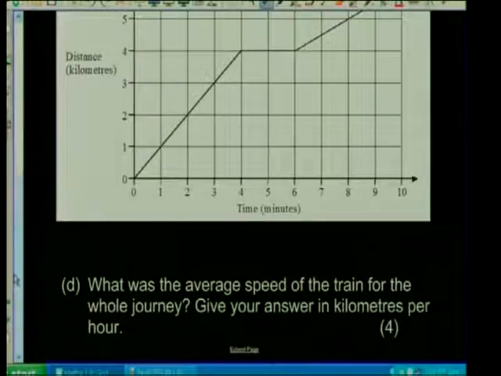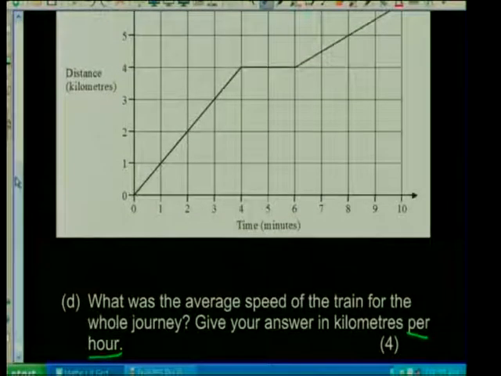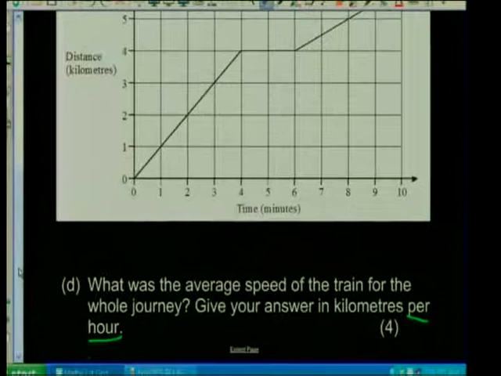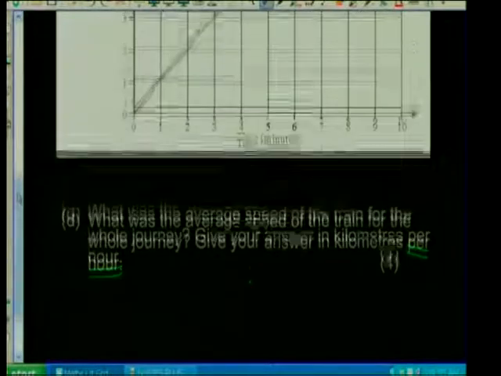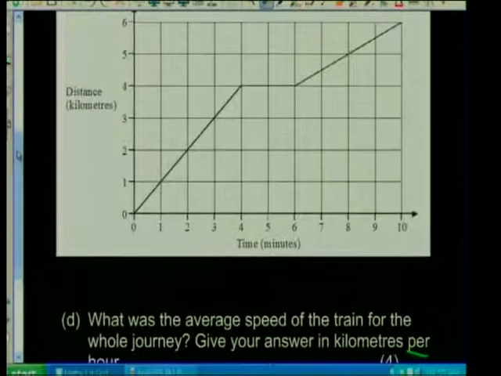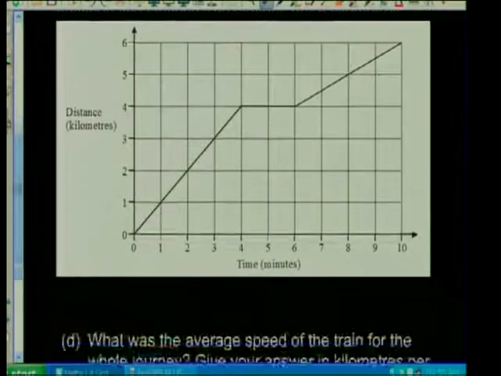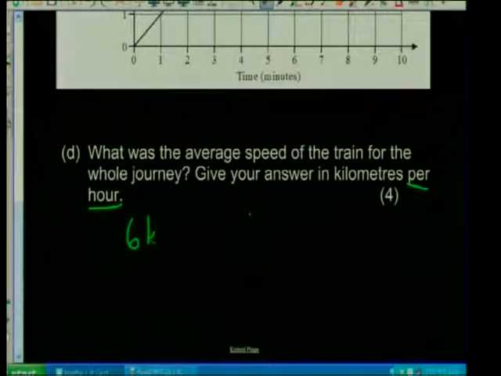Moving on to the next part of the question. What was the average speed of the train for the whole journey? Give your answers in kilometers per hour. And in this case, they ask for kilometers per hour. So let's see what our distance was. Let's find a little bit more space here. Right, we need our distance. What was our distance? It was 6 kilometers. 6 kilometers. And we did that in 10 minutes.